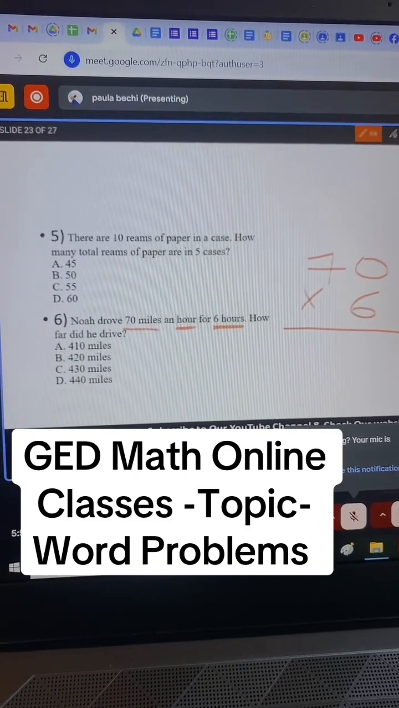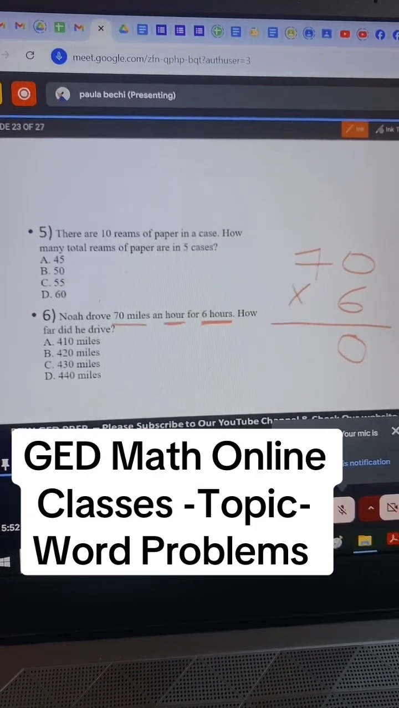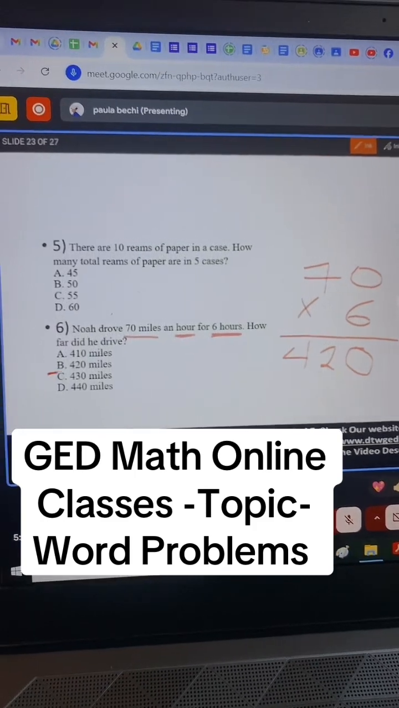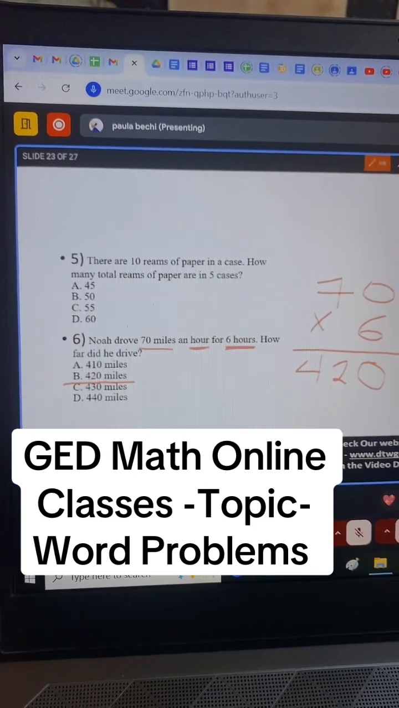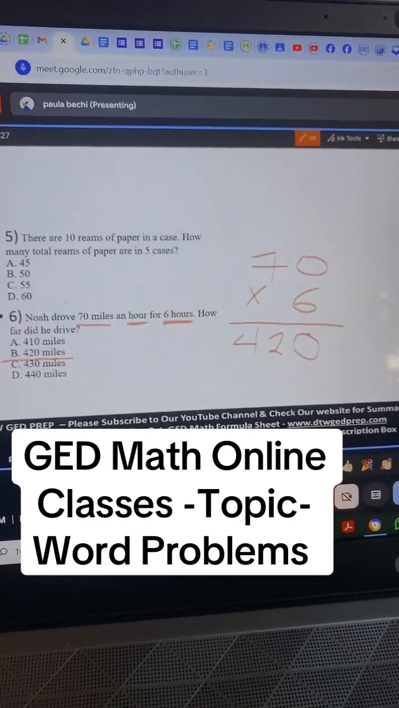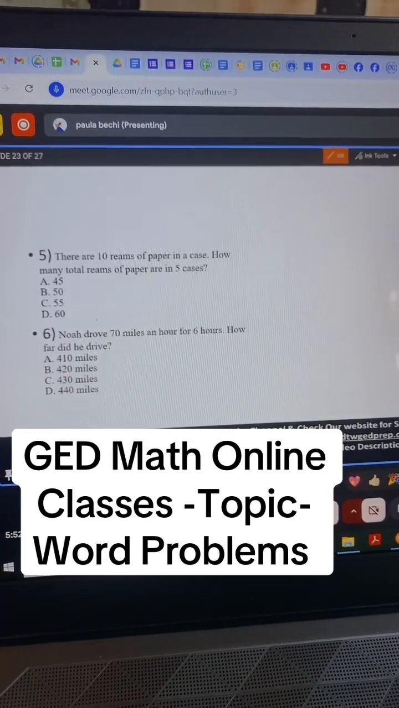And so that gives us 6 times 0 is 0. 6 times 7 is 42. And so that leaves option B as the correct answer. So he drove for 420 miles.